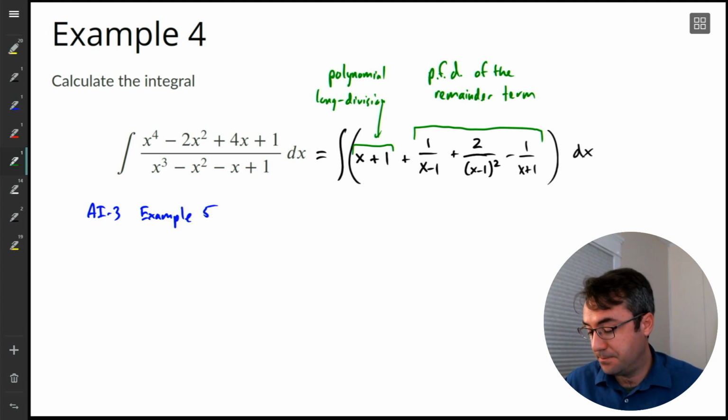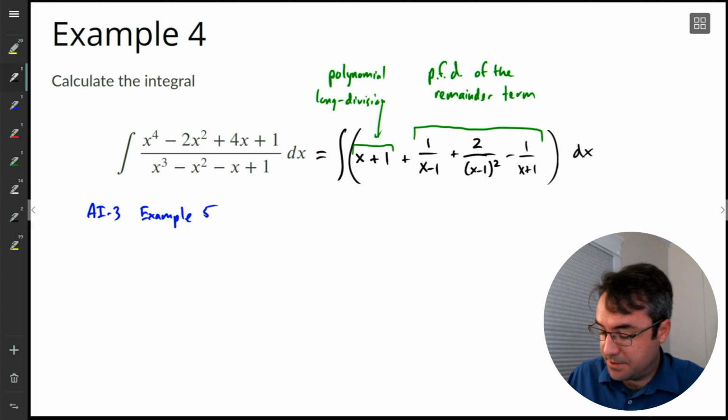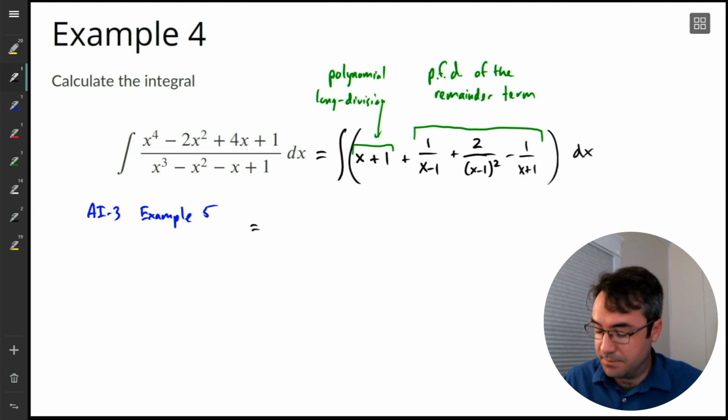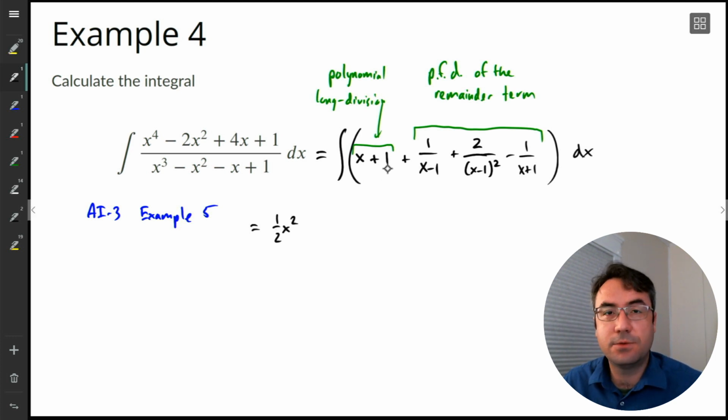So let's do it. Let's integrate this. It's not going to be too bad. Integral of x, yeah, we can do that. 1/2 x squared. Integral of 1, sure, plus x.